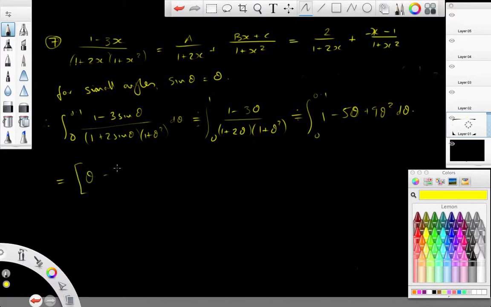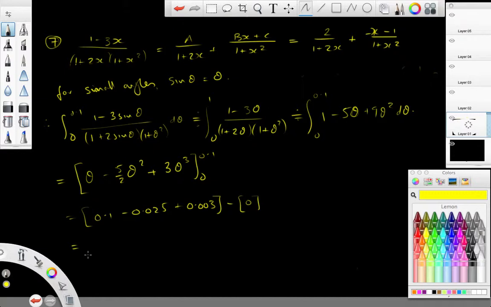So that's just going to be equal to the integral. So theta minus 5 over 2 theta squared plus 9 over 3 is 3 theta cubed between 0 and 0.1. So that's going to equal 0.1 minus theta squared is 0.01 times 5, 0.05 over 2 is 0.025, plus 3 times 0.001, that's 0.003, minus 0 is the integral at 0. So that's going to equal 0.078. Alright, and we're finished.